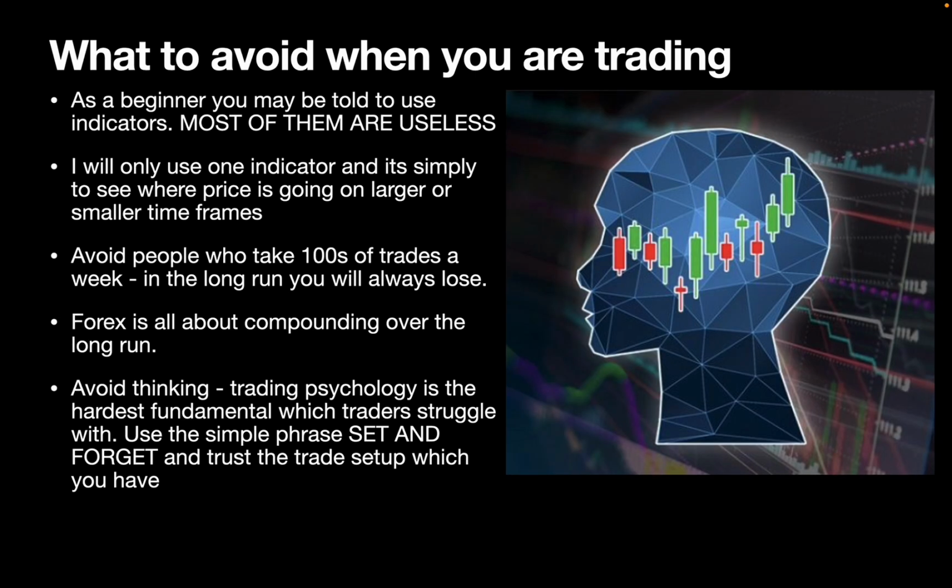So what to avoid when you're trading? As a beginner, you're mainly told to use indicators, but if I'm being honest, they are totally useless. I only use one indicator, which tells me where the price is going. I use the relative strength index, which will just tell me what way the price is going, if it's in a bullish trend or a bearish trend. A bullish trend means the price is going up, and a bearish trend means it's going down.